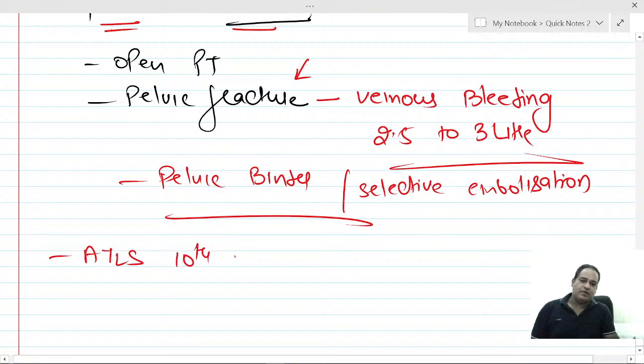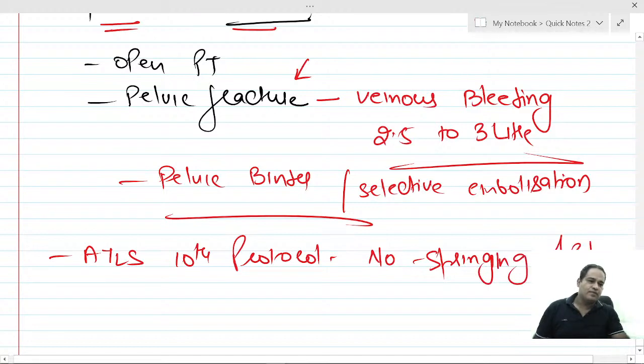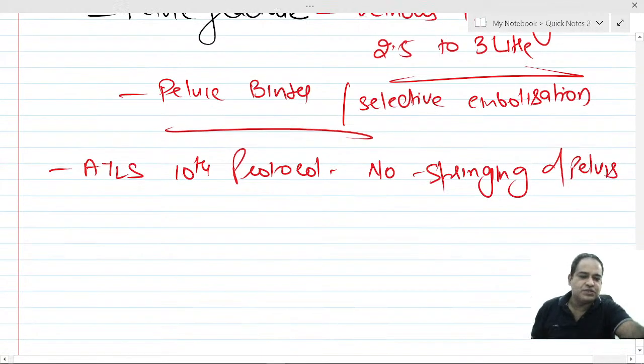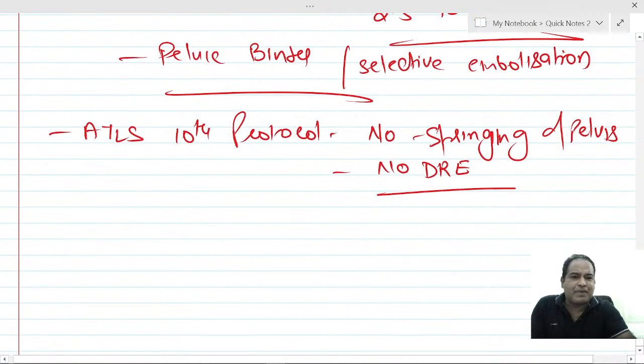ATLS 10th protocol clearly says no springing of pelvis, no digital rectal examination in the patients who have suspected pelvic fracture. हर चीज में उंगली करना अच्छी बात नहीं है.